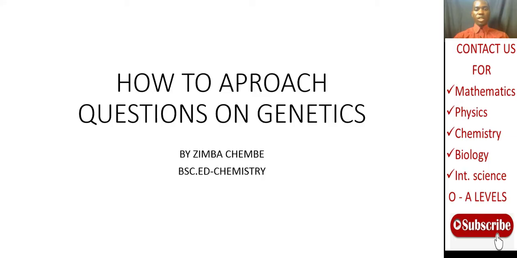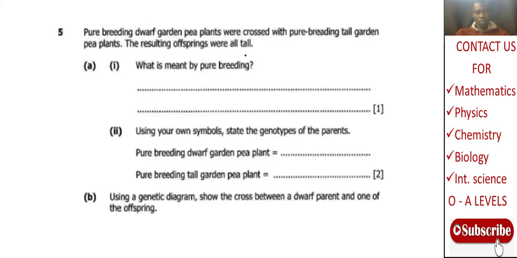Now, questions on genetics always come in paper 2, section A, and it's usually the last question, which is question 5 in section A. So I've compiled from a number of past examination questions, and I just want to show people how we can approach these questions.